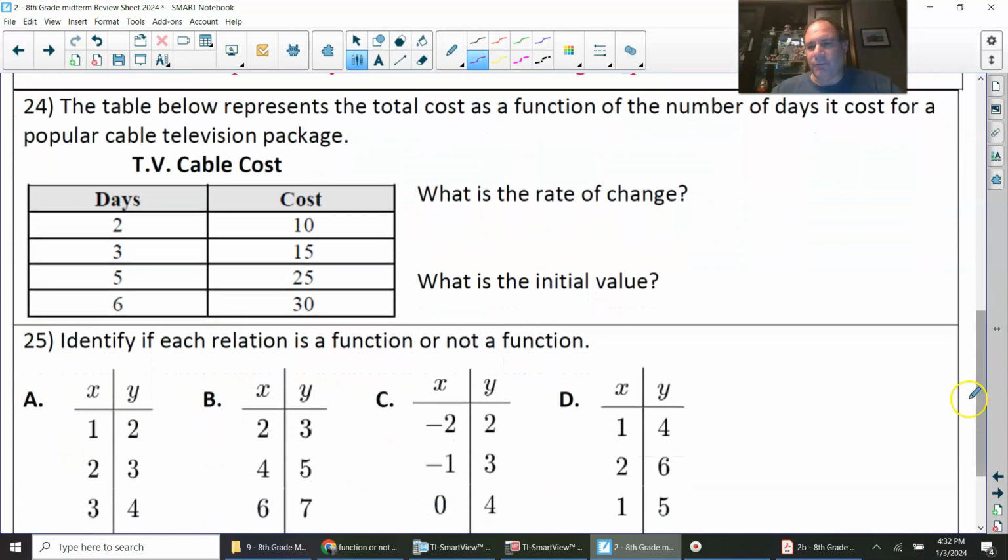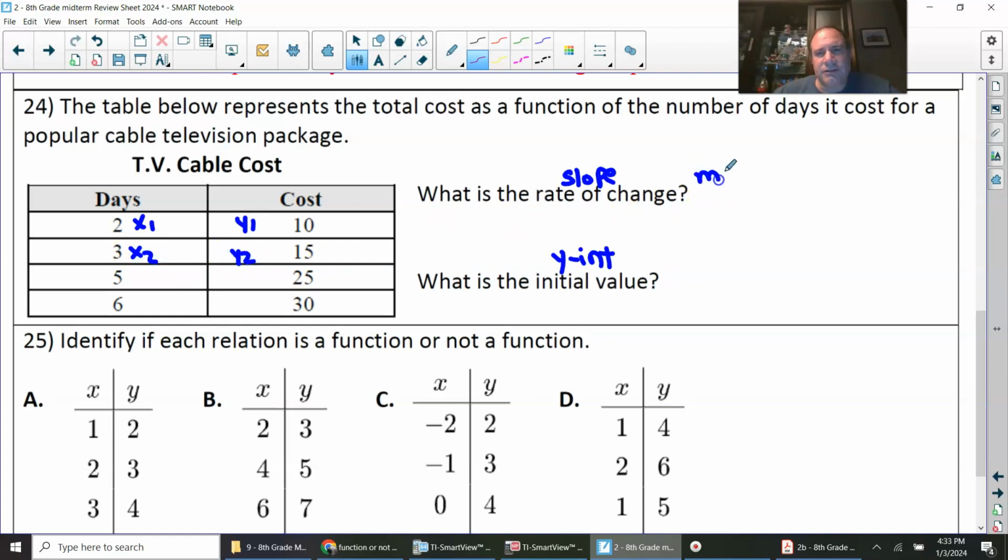So number 24, the table below represents the total cost of the function. What is the rate of change? They're asking you what the slope is. What's the initial value? They're asking you what the y-intercept is. They want the rate of change and the initial value. Let's go ahead and get the rate of change. This is x1, this is y1. This is x2, this is y2.